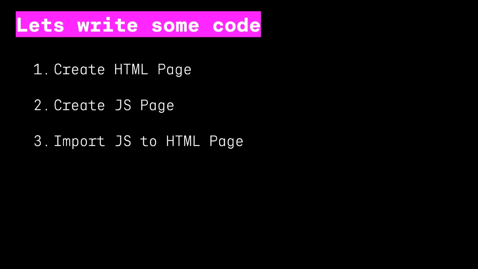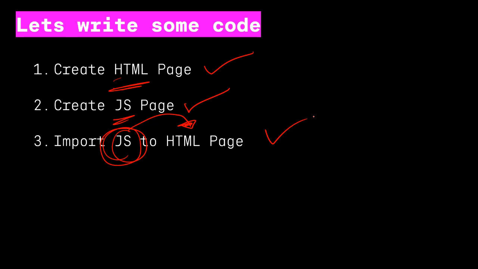And here, if you can see, there are 3 steps to get started writing HTML code. The very first step is to create an HTML page, and then you have to create a JS page. And then you have to import the JS page that you have created into your HTML page. These are the 3 steps. Perfect. Now we will just start doing this.